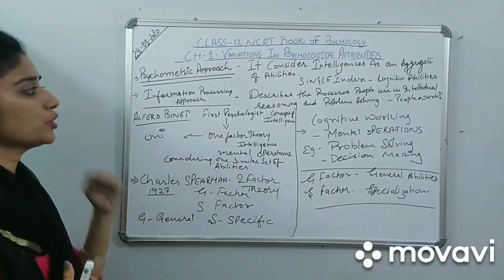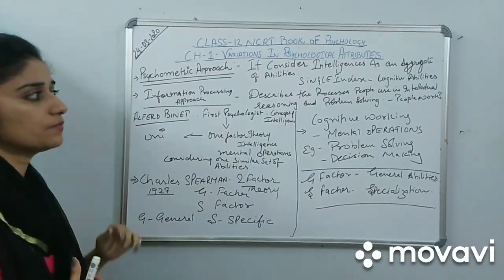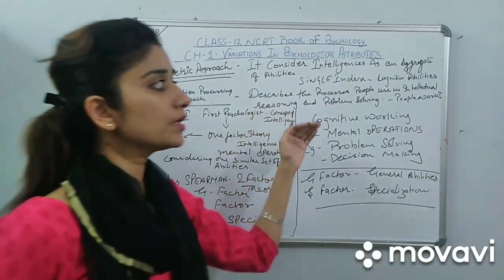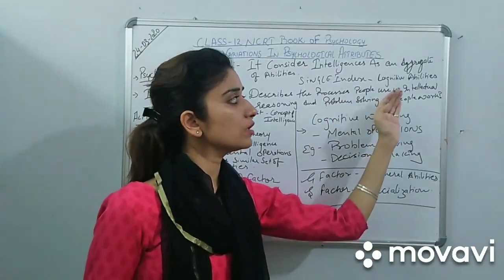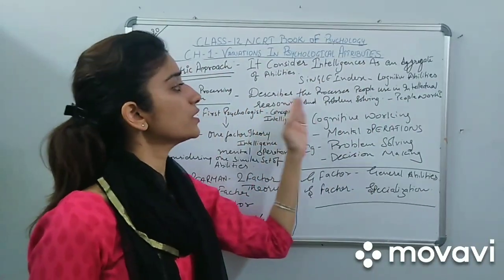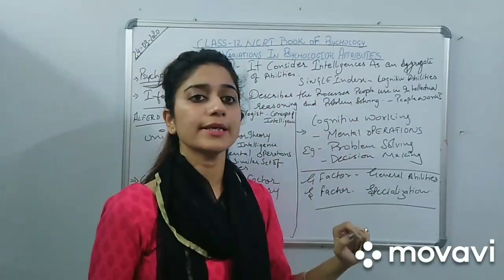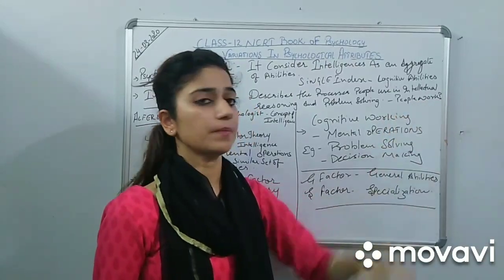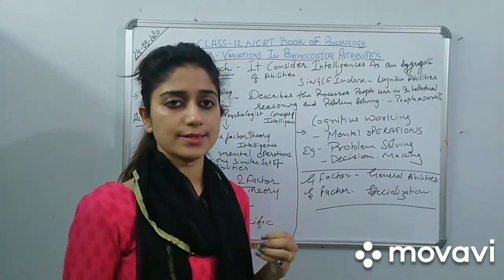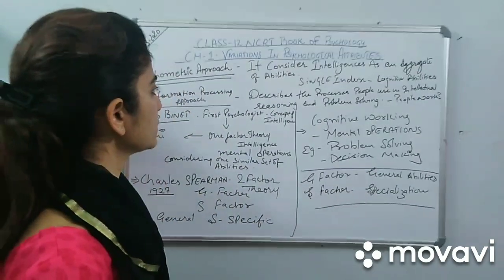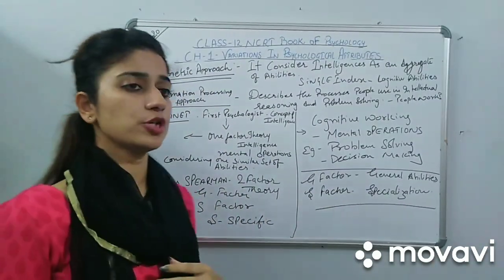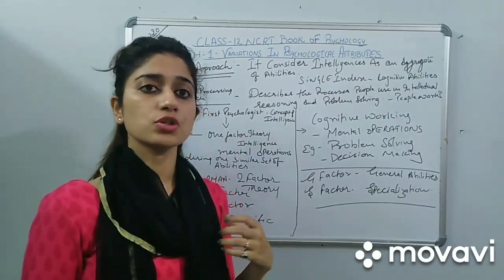Then the information processing approach. This is the approach in which people describe how intellectual reasoning and problem solving take place, how people work. This question arises in this. So all that has been explained in the information processing approach.